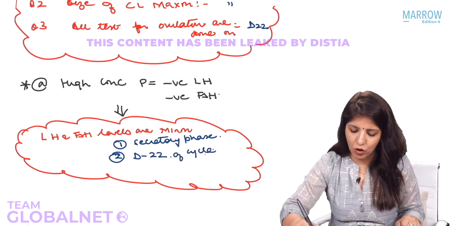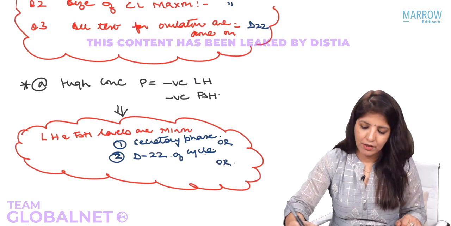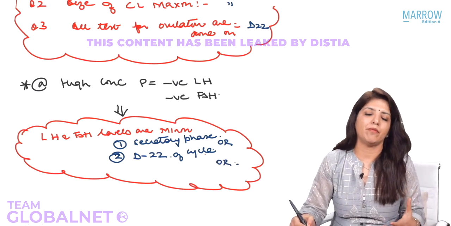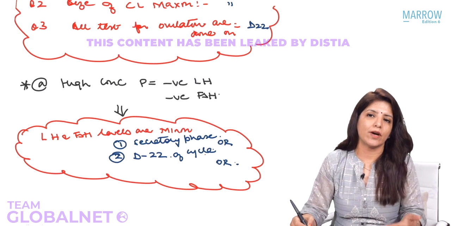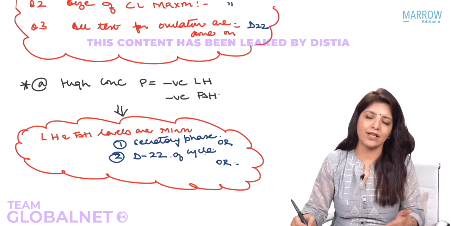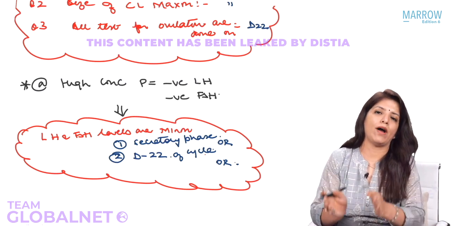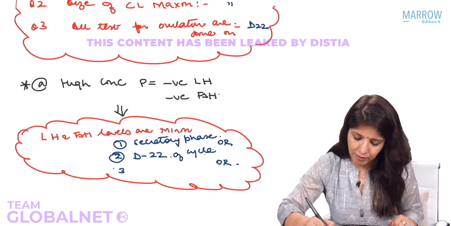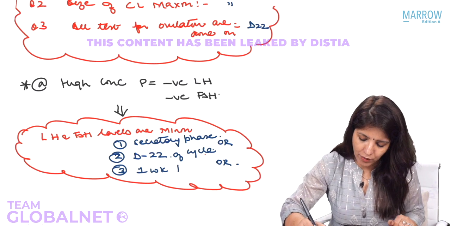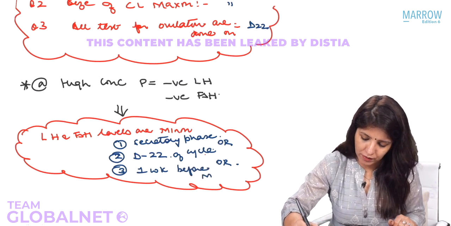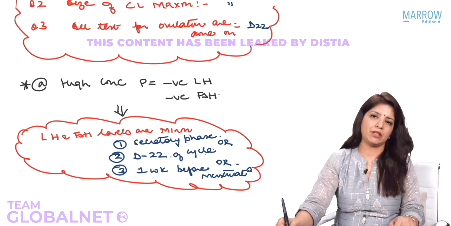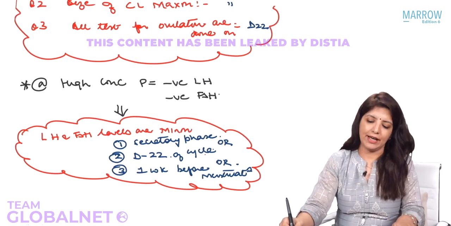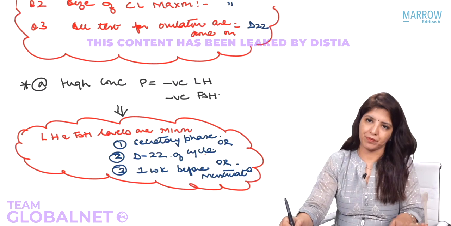At day 22 of the cycle, in a patient with a 28-day menstrual cycle, she is menstruating on day 28, right? Day 22 means 1 week before menstruation, right? So it can be written as 1 week before menstruation. Either of these options can be there, when are the levels of LH and FSH minimum, right?